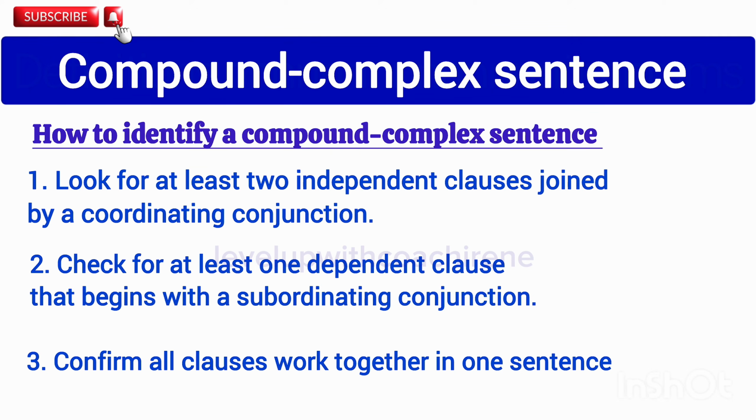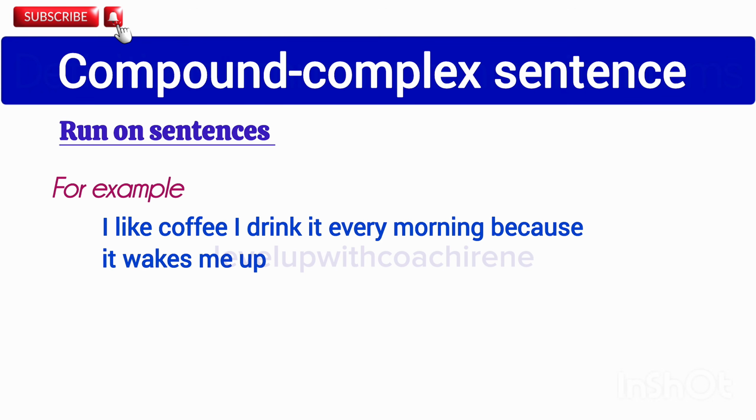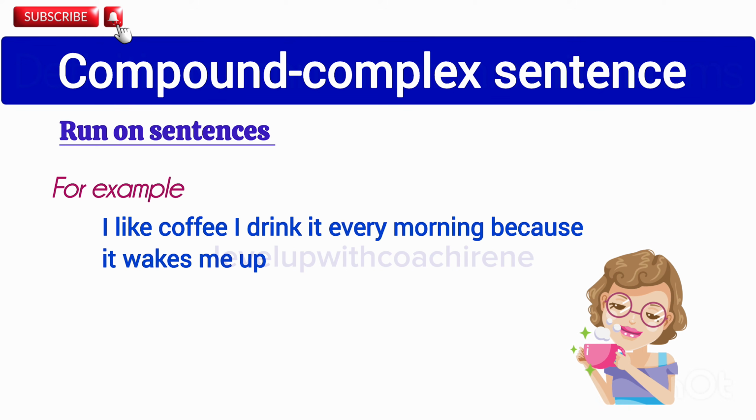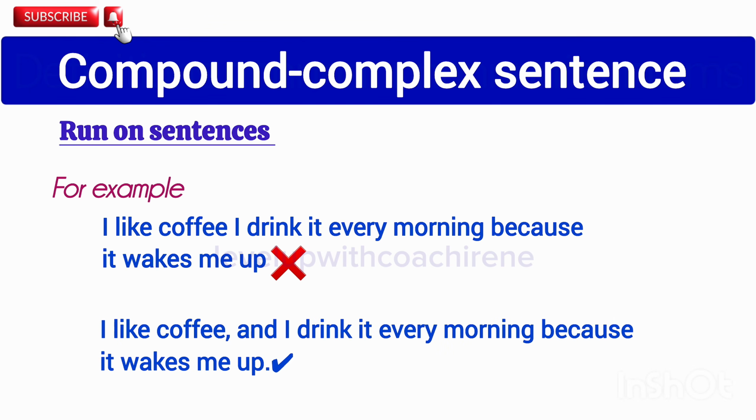Note that a number of learners make mistakes when making these compound complex sentences, and one of the mistakes is run-on sentences. In this type of sentence, the individual fails to properly join clauses with punctuation or conjunctions. For example, I like coffee. I drink it every morning because it wakes me up. This sentence is incorrect as there is no punctuation or conjunction to join the clauses. Let's look at the correct sentence. I like coffee and I drink it every morning because it wakes me up.